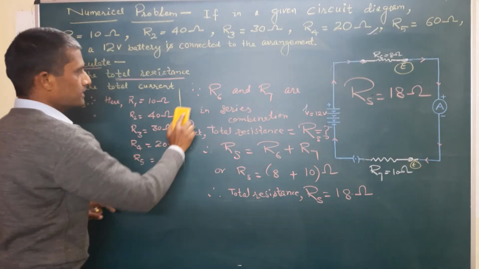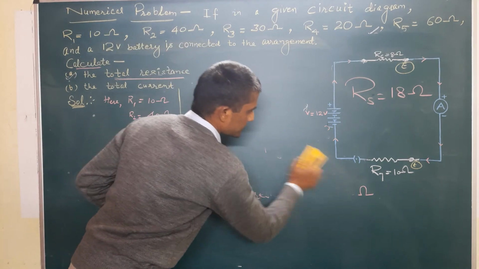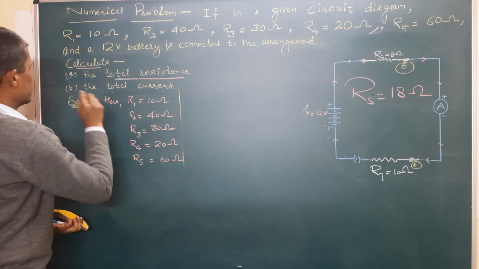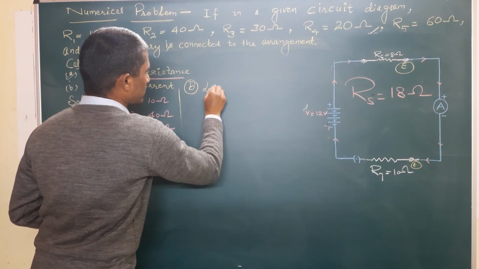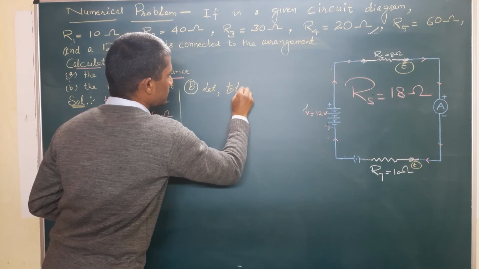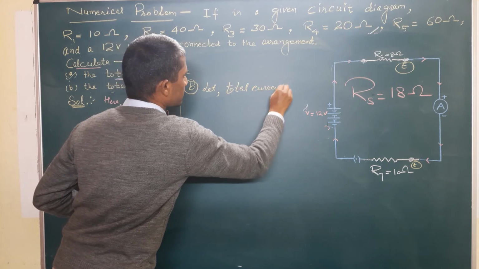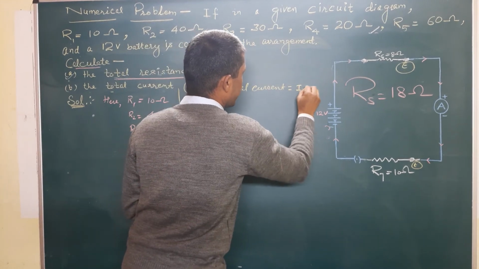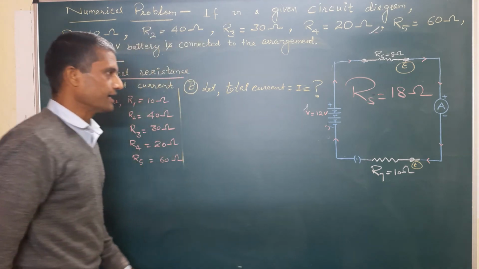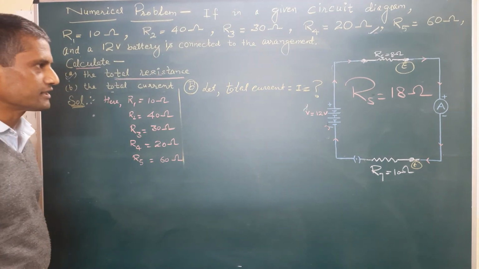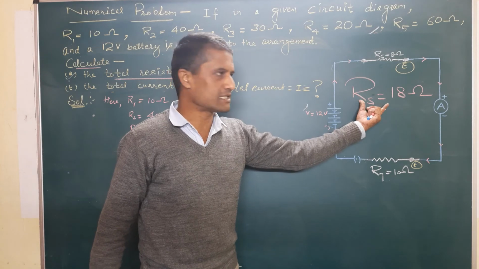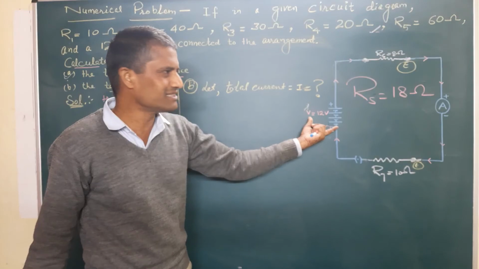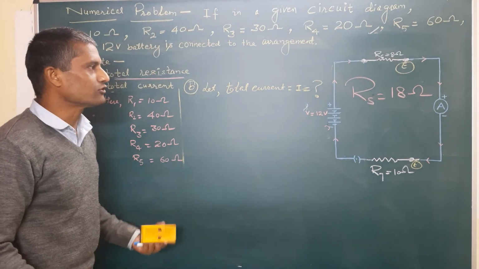So that's the first part. Now we are going to take on the second and final part. What is this? The total current. It's the B part. Let the total current be I, and this is what we are going to calculate. It's easy to find the total current here. You know the total resistance of the combination, 18 ohm. The total voltage is known to us, so it's quite easy to find the total current.